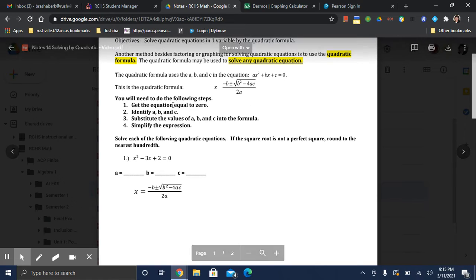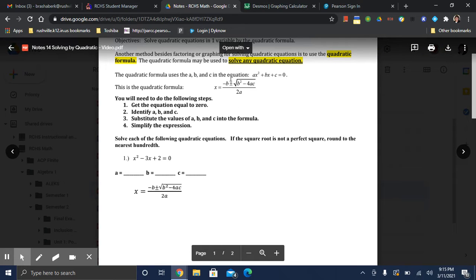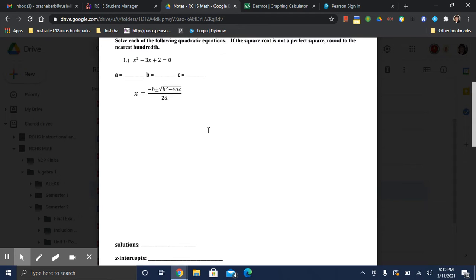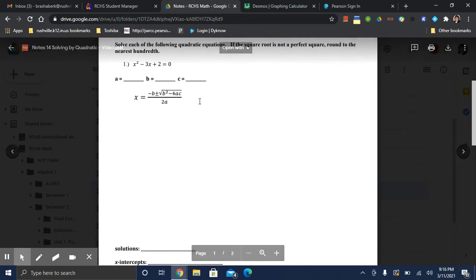And so you need to have your equation equal to 0. You're going to identify the a, b, and c like we've been doing. Then this is all just going to be a substitution of your a, b, and c. So this looks intimidating, but actually you're just substituting numbers. And then we'll use a calculator to help us simplify that expression. So my directions are to solve. And when you get to a part where you're doing the square root, if it is not a perfect square, then we will round to the nearest hundredth.